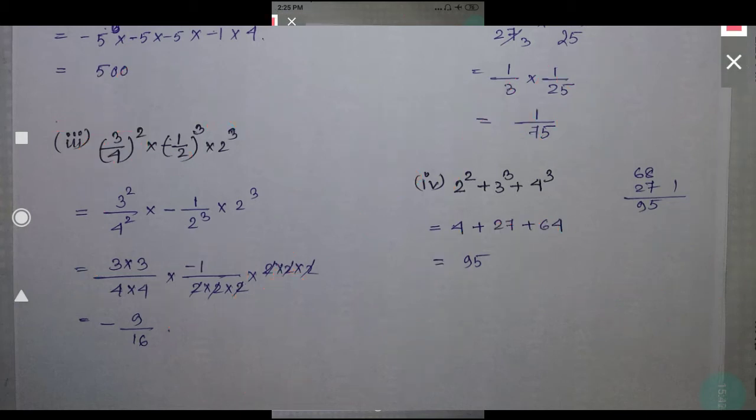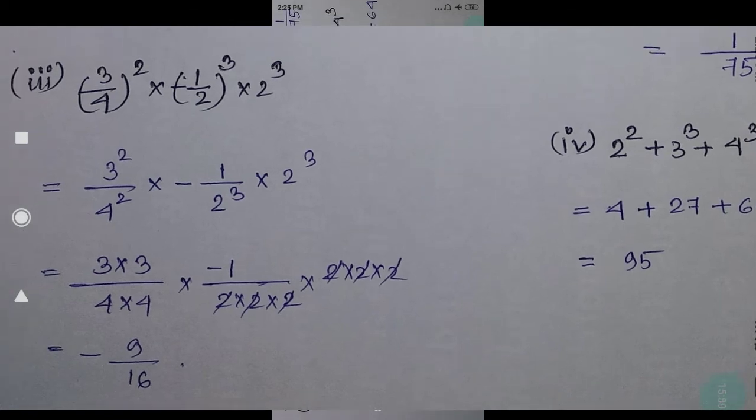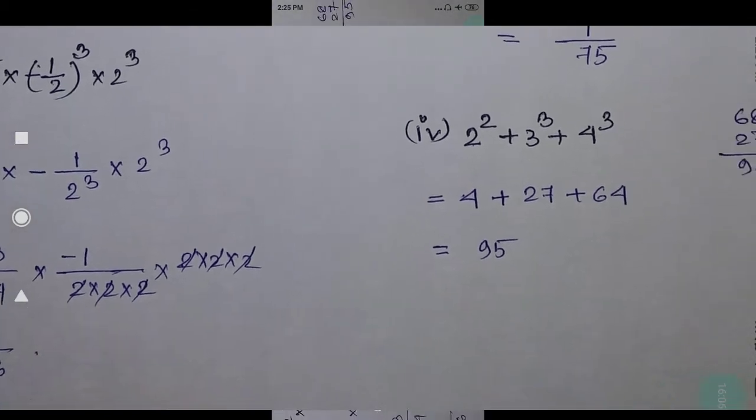See it first. 3 square by 4 square into 1 by 2 cube into 2 cube. So all this numerator I have written and denominator I have written. Then after cancellation, here 3 into 3 is 9, and 4 into 4 is 16, minus 1 is there. So here plus 9 is there, minus 1 is there. So minus plus minus, and then 9 into 1 is 9. So that means the answer will be minus 9 by 16.